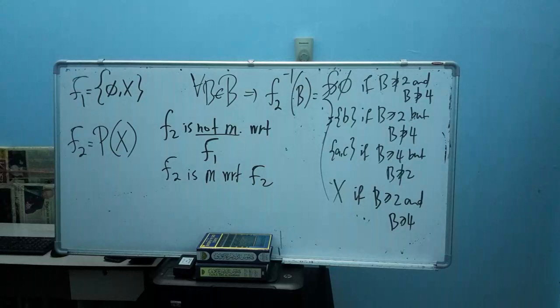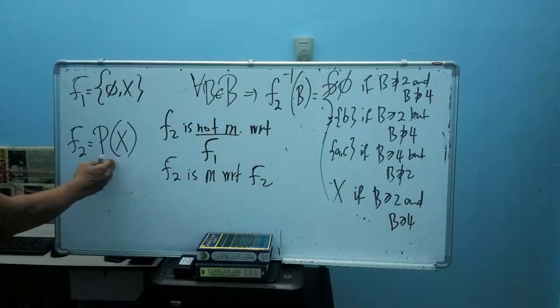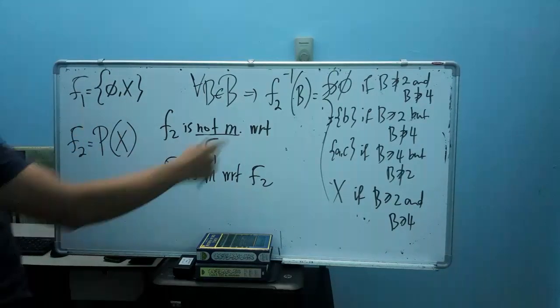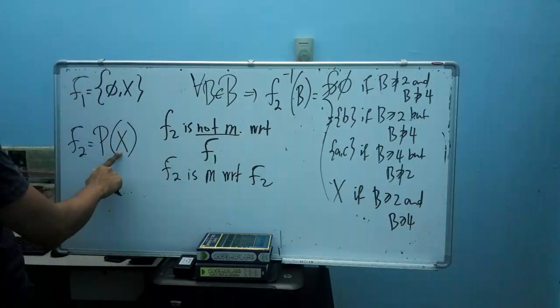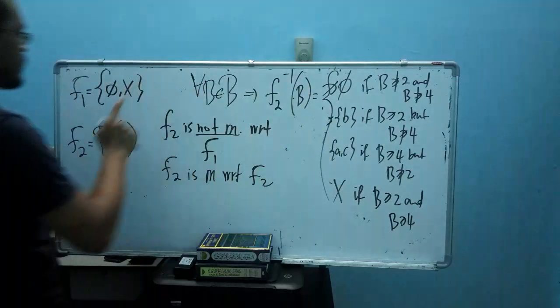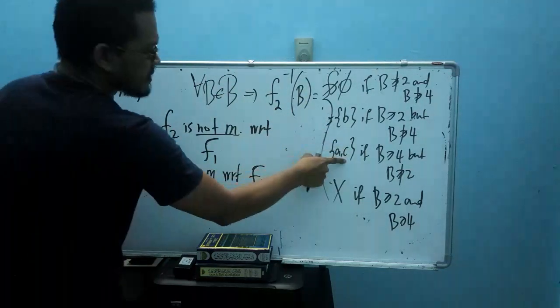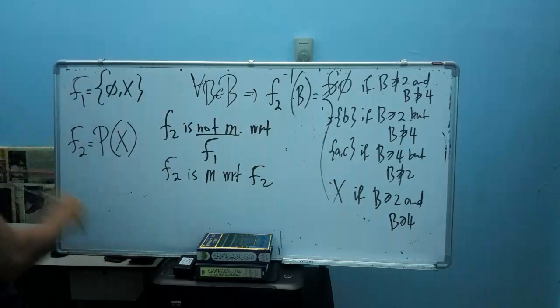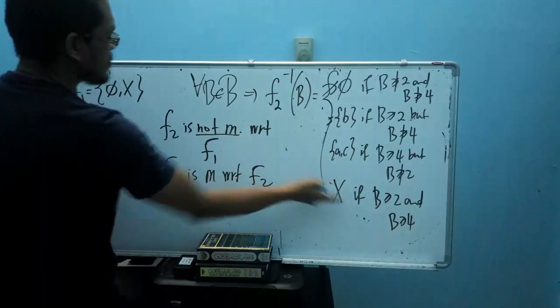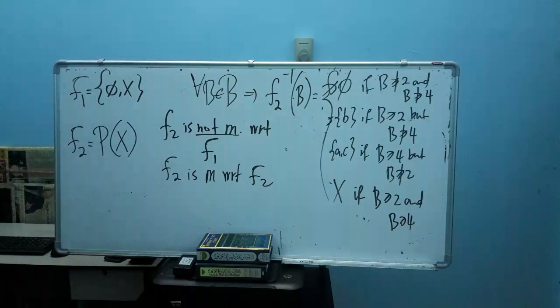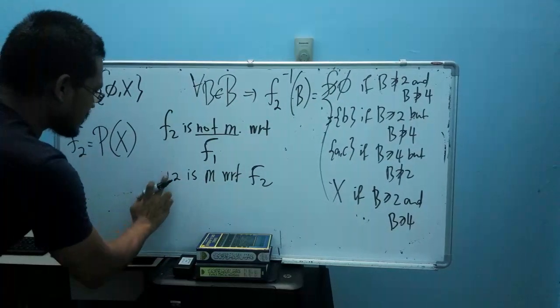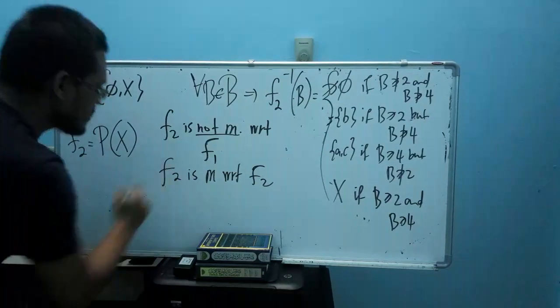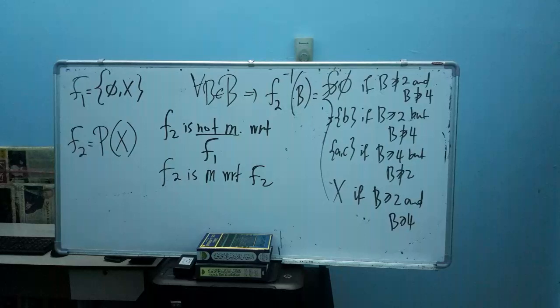Because what is the meaning of the power set of X? It is the collection of all subsets of X, right? So the empty set is an element of P(X), B is an element of P(X), AC is an element of P(X), and X is an element of P(X). All pre-images here are elements of this algebra. Therefore, we say that the second function here is measurable with respect to the second algebra.